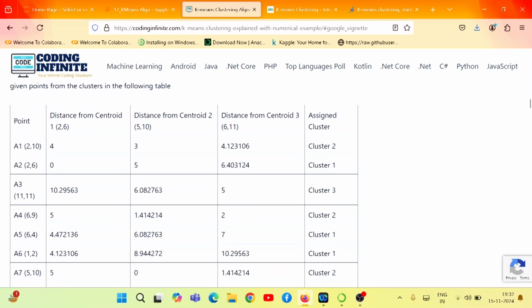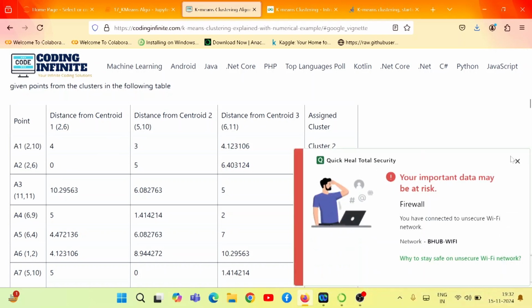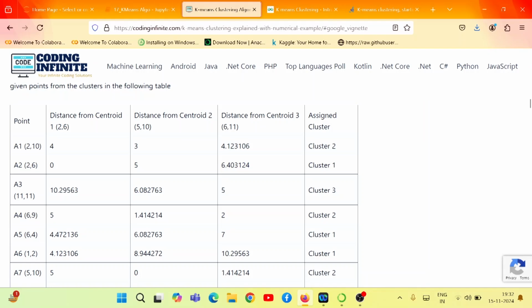This table has been given to us. Here you may see A1 is 4 points away from this point, whereas A1 has a distance of 3 from this centroid, and A1's distance from this centroid is this much. Based on these distances, you may understand that A1 falls in cluster number 2 since this distance is minimum, right? Similarly, if you see A2, out of these 3, this number is minimum. It means A2 will be in the vicinity of cluster number 1.